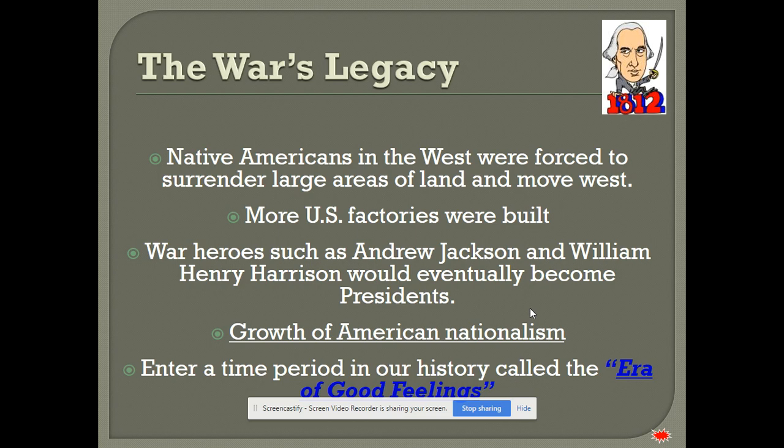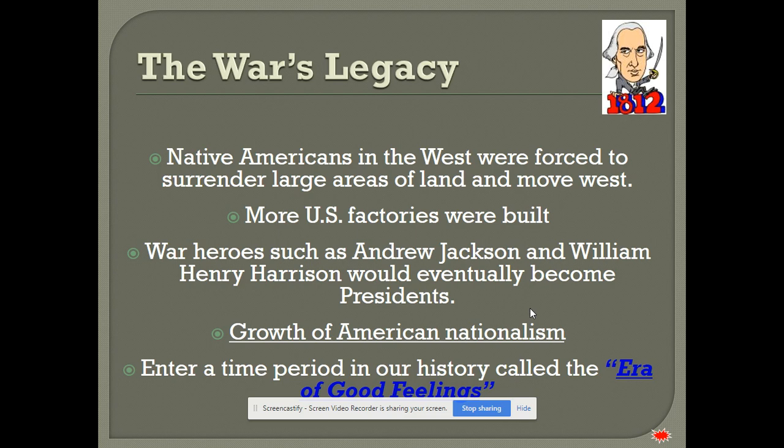Native Americans in the West lost one of their most powerful allies, the British. It's not that the British no longer support them entirely, but they gave up on relying on the British. And they give up more and more land as time goes along, and that'll be a common trend throughout U.S. history. More U.S. factories are going to be built. You're going to have two heroes in American history that come out of this and become future presidents, Jackson and Harrison. Americans love a good war hero. I think Winfield Scott's one of the only war heroes in American history that's ever lost an election.